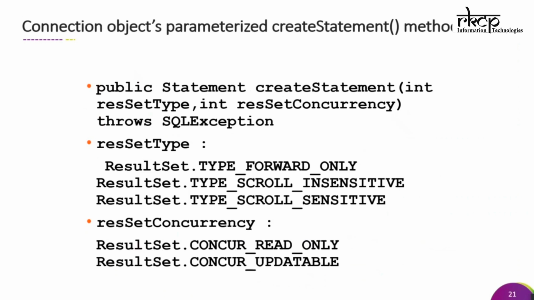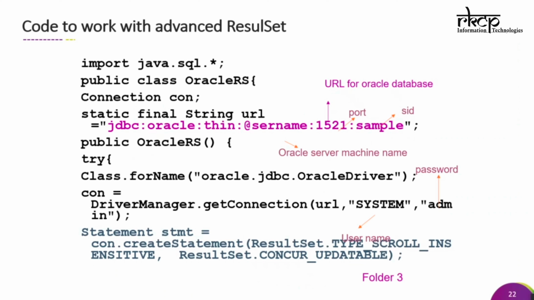Here, I want to make my cursor scrollable. There are a lot of predefined constants available, like ResultSet.TYPE_FORWARD_ONLY, ResultSet.TYPE_SCROLL_INSENSITIVE, ResultSet.TYPE_SCROLL_SENSITIVE. By default it is read only, and later we will set updatable, means CONCUR_UPDATABLE. So using these advanced concepts of ResultSet, you can change your ResultSet information.